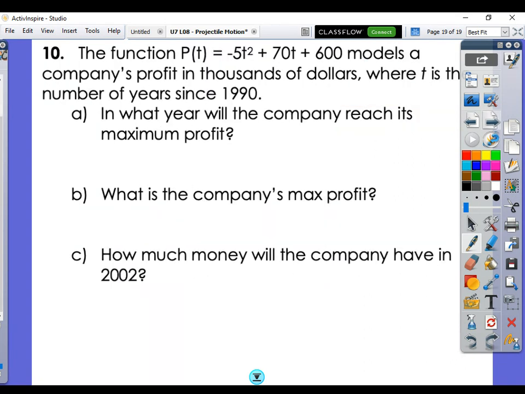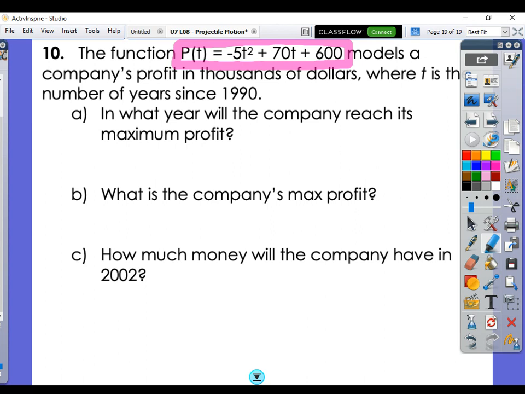All right, number 10. I promised you I was going to get you one that isn't projectile motion. This is about a company and its profit, figuring out how to make a profit. All right, so let's take a look. We have this model, right? We have this company, and this function right here is going to model their profit. And we want to figure out the company's profit in thousands of dollars since 1990. That's going to be important.